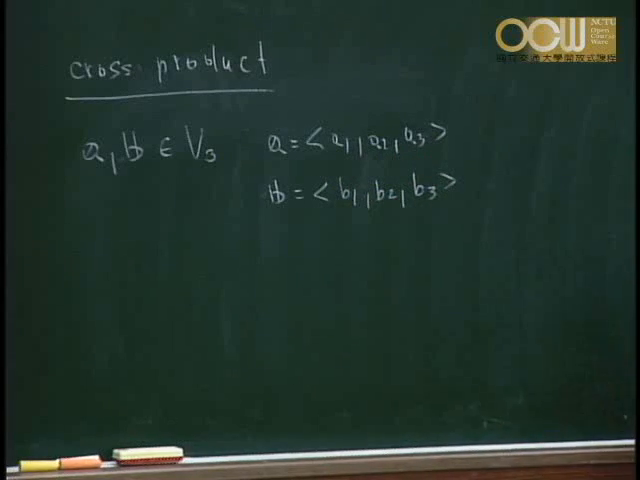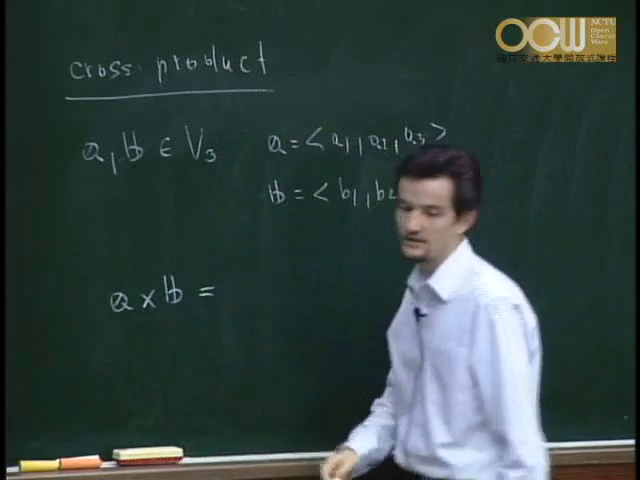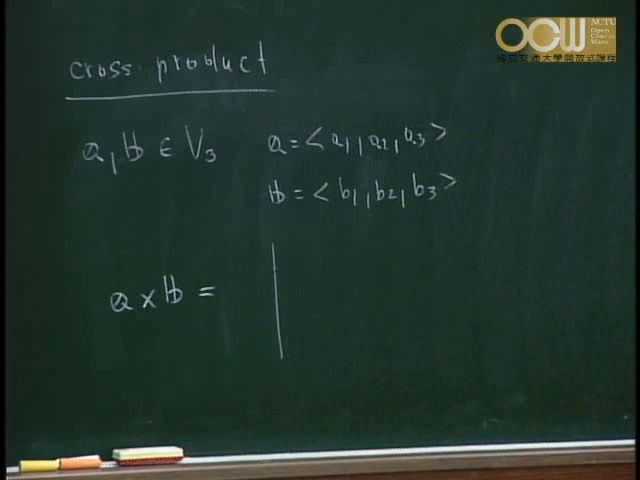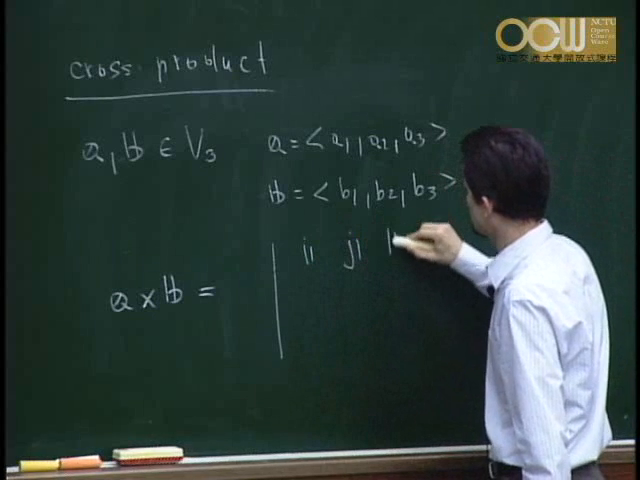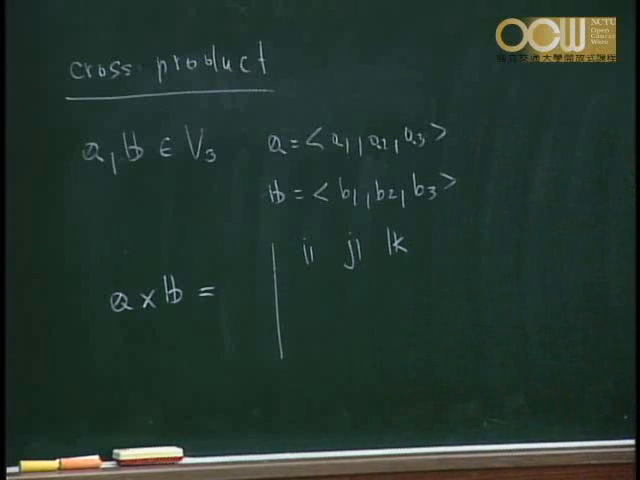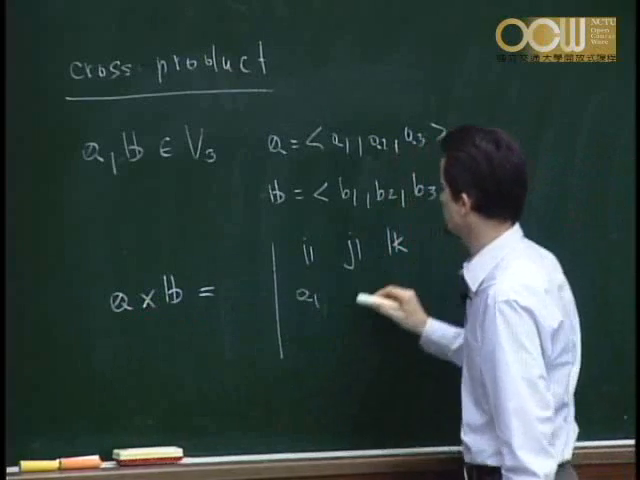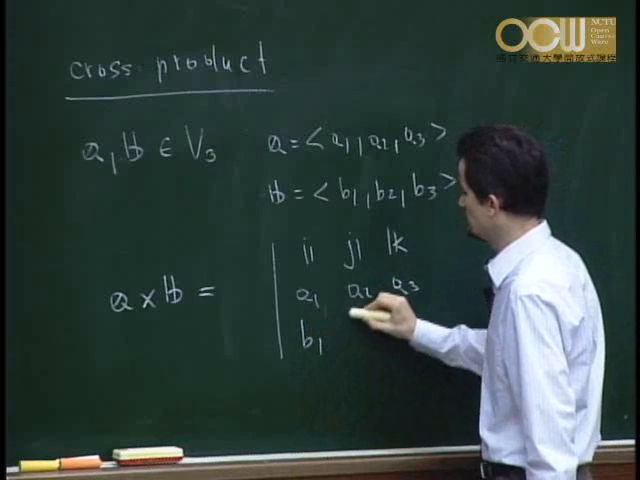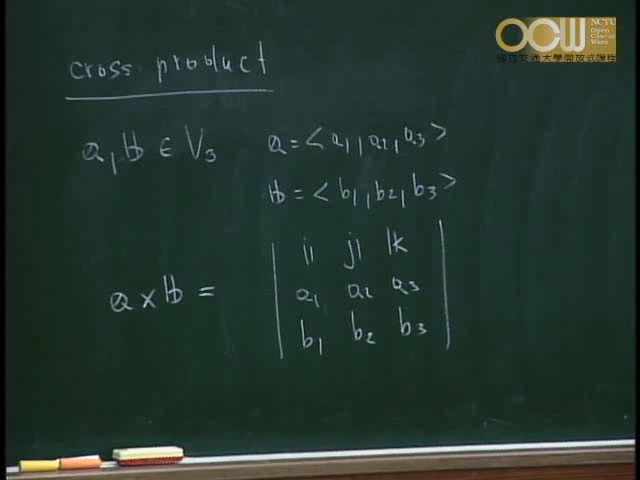Okay, and then we define the so-called cross product. The definition which we used last time, the most convenient way, is to write this down in terms of determinants. So we have here the standard basis vectors I, J, and K, and what we write here are the components of the vector A, and what we write here are the components of the vector B. This is the most convenient way to write down the cross product.